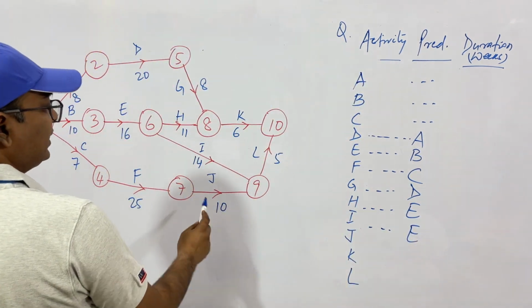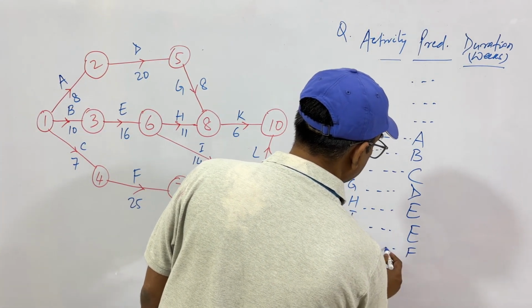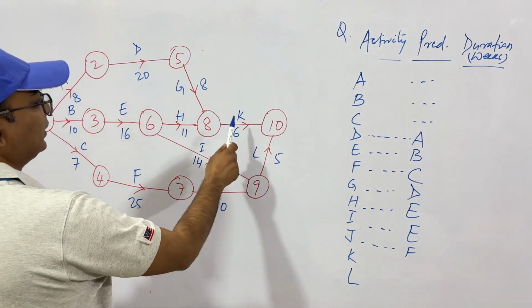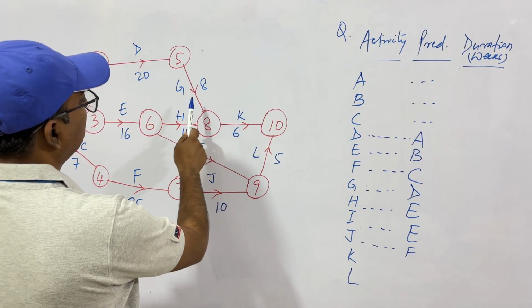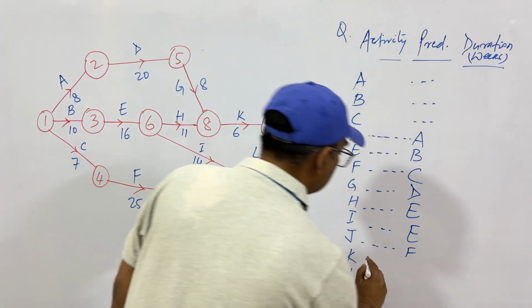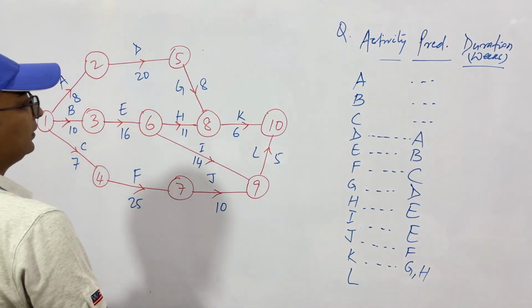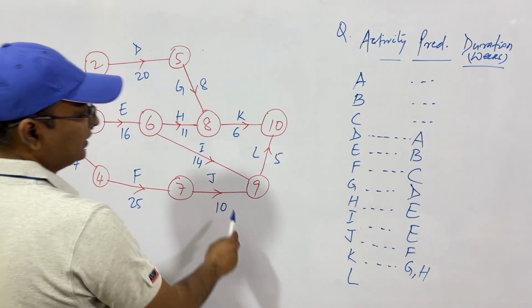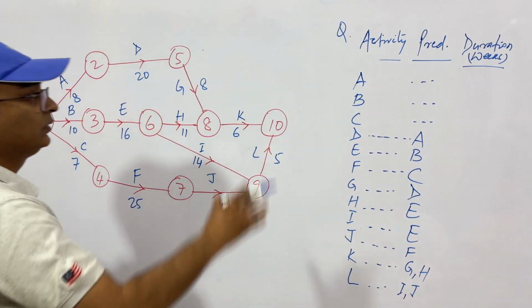Then we have J. J will start after F. K. Where is K? See, K is here. So K starts after G and H. So K after G and H. And L after I and J. So this is our activity table.